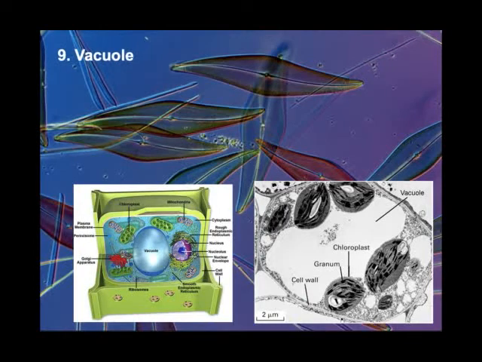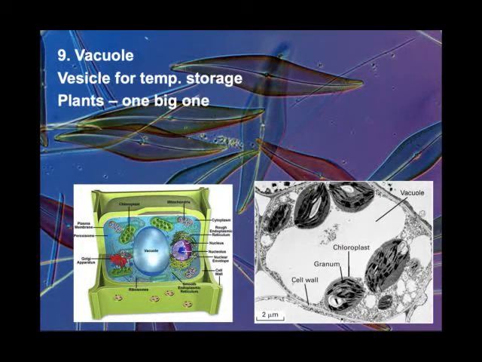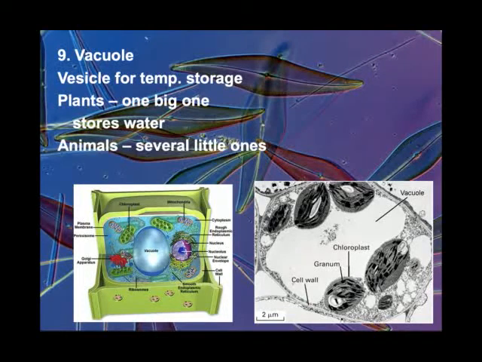The last organelle we're going to talk about today is a vacuole. A vacuole is a vesicle for temporary storage. Plants have a really, really big one that they put water in, and animal cells have several smaller ones that have various different things in them. Sometimes they store enzymes, waste, etc.